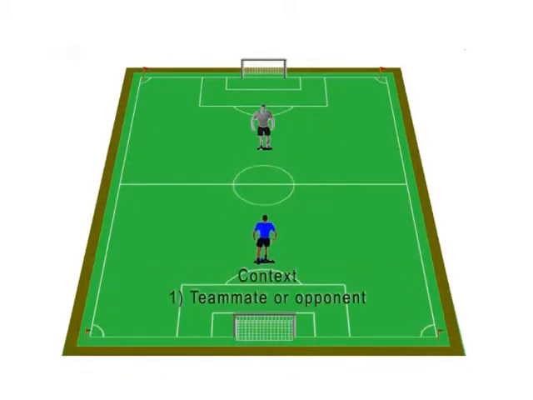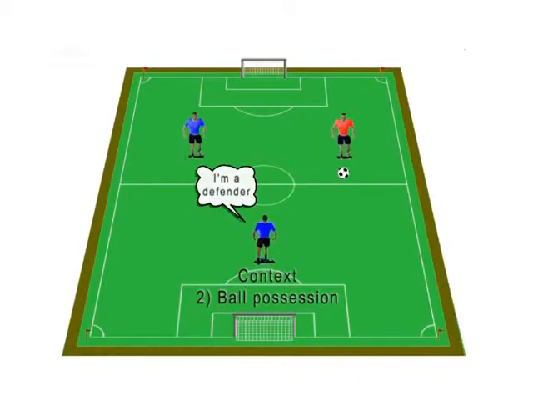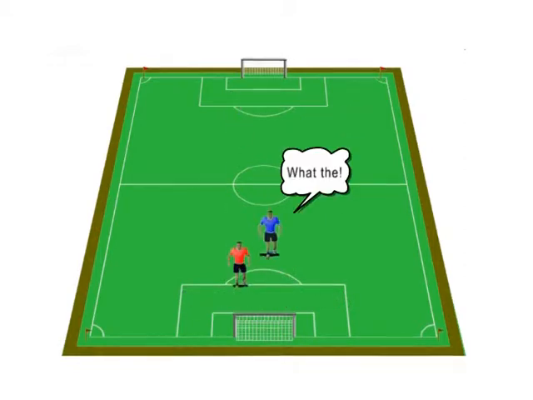The first step in establishing identity is to discern friend or foe. Next, which team has possession of the ball? This frames the basic role relationships amongst the players. Following this is velocity and proximity. Generally, the closer and more active other people are, the greater influence they have on the observer.